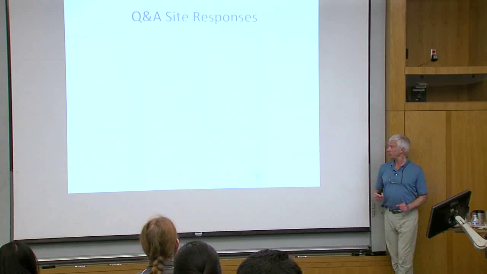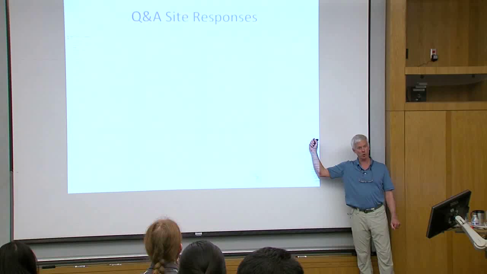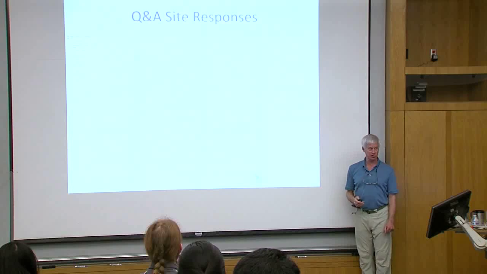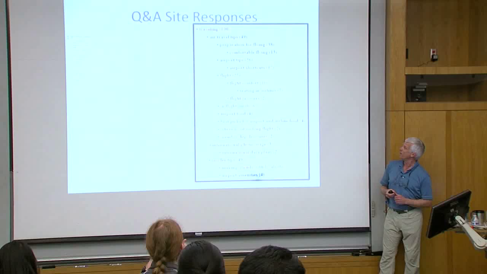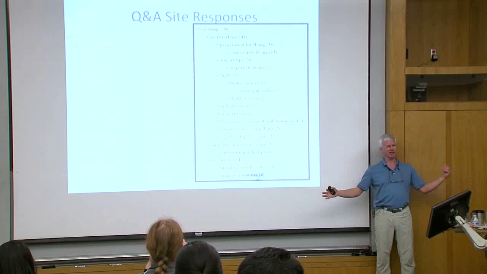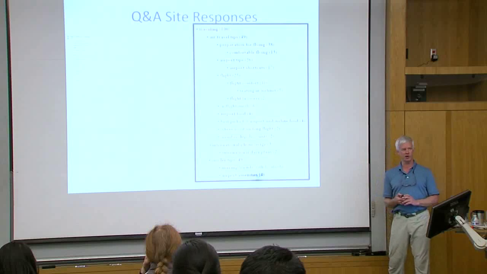Or maybe we've got a whole set of responses to a question on Quora, and we want to organize these into a hierarchy so that they're easily browsable. Oftentimes when you've got a discussion topic, this one's actually about what are good tips for traveling, you get so many answers that you want to be able to browse through them, and search doesn't always work. You want to have this hierarchy.